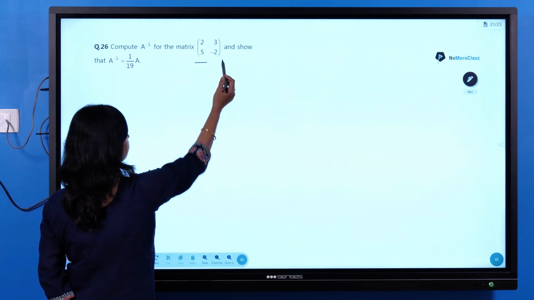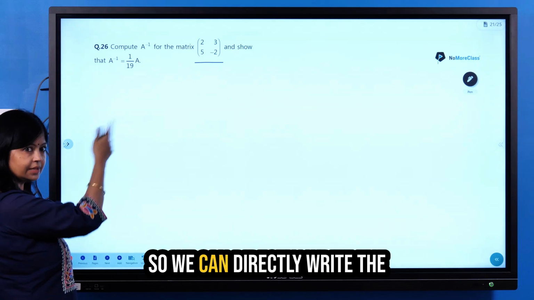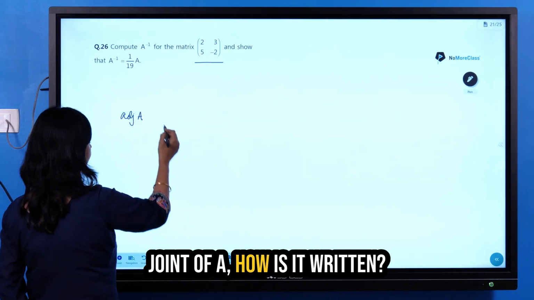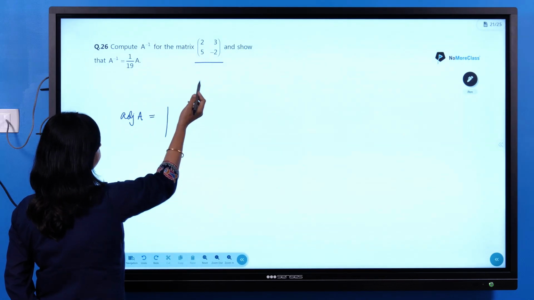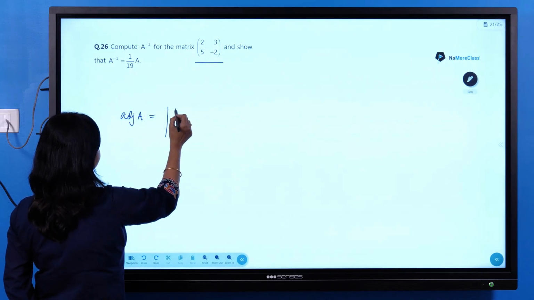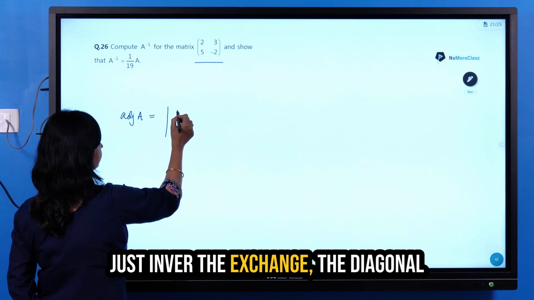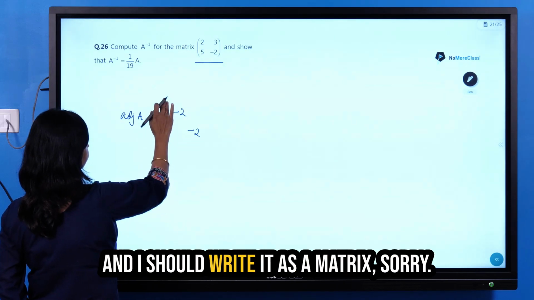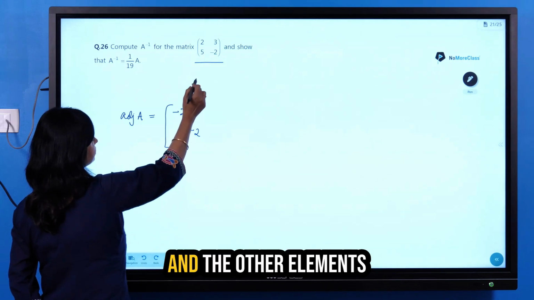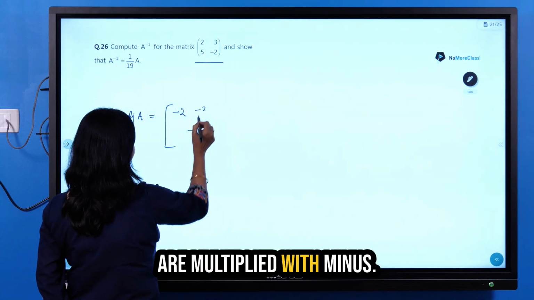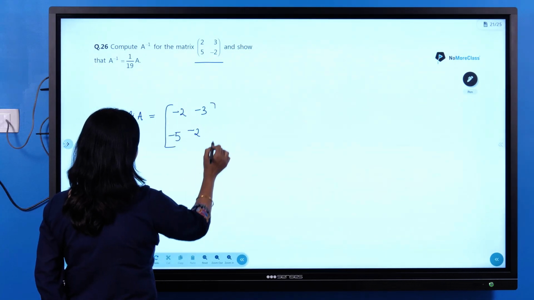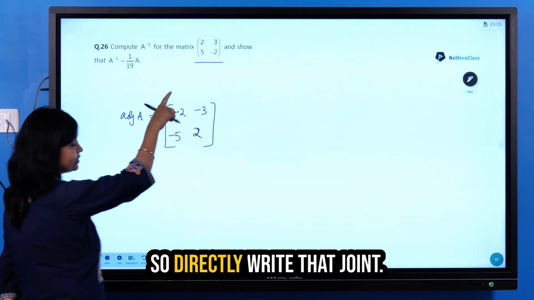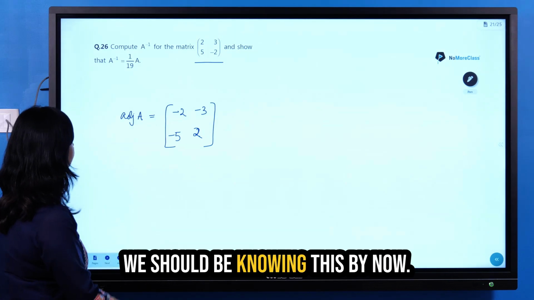Whenever a 2 by 2 matrix is given to us, we can directly write the adjoint of A. 2 by 2, adjoint of A, how is it written? Just exchange the diagonal elements. So minus 2 and minus 2. And I should write it as a matrix. And the other elements are multiplied with minus. So this is nothing but this. So definitely write the adjoint directly. Don't do the process. We should be knowing this by now.